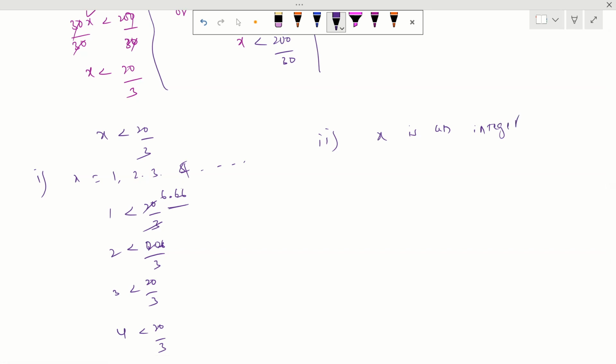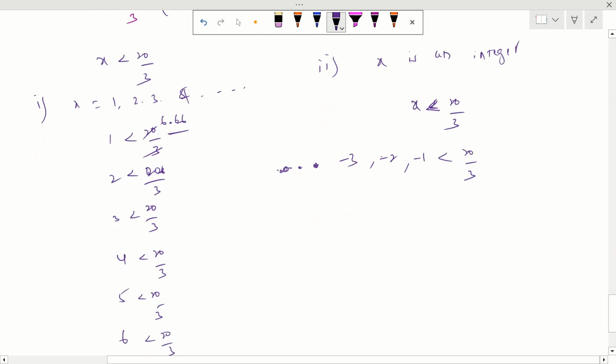So if we put here x is less than 20 by 3, and we put negative numbers, all negative numbers will be satisfied, right? Suppose I write here -1, -2, -3, all these numbers continuing, triple dot I will put here. So these are less than 20 by 3.